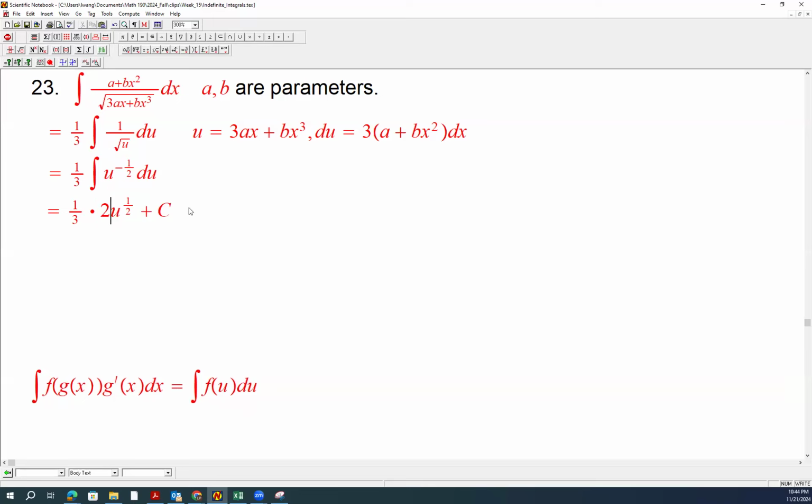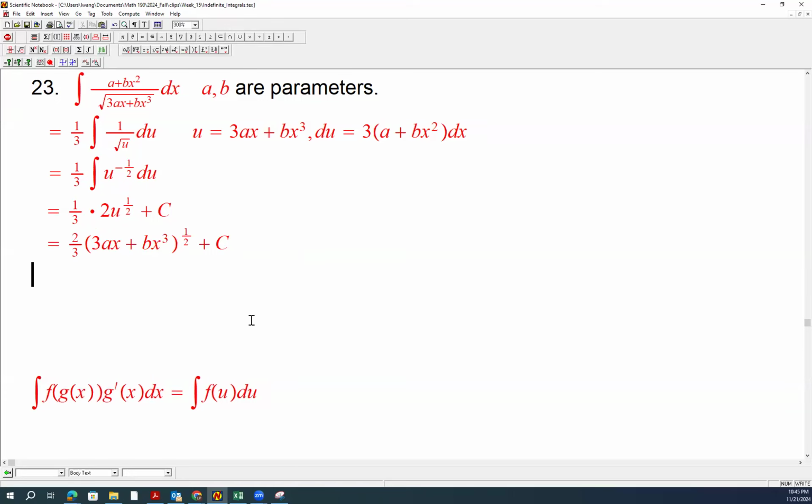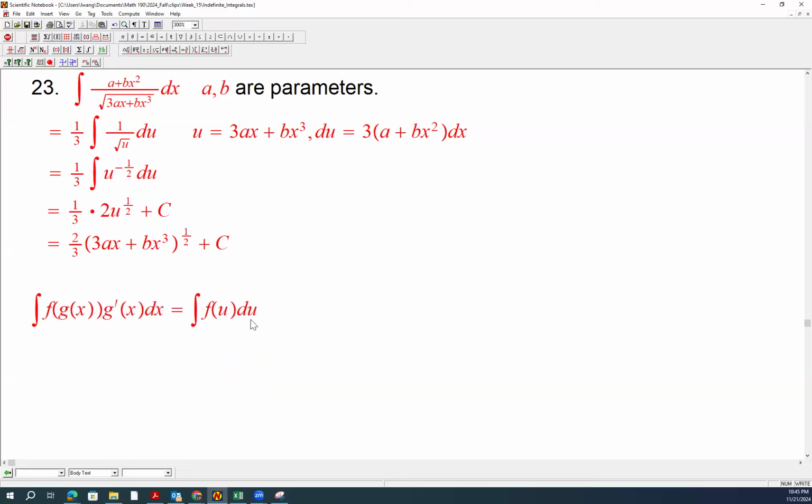So we got the answer to be 2/3 times u to the half, and u will be substituted. Finished. In this question, I can see the hardship would be what I'm going to do with a and b, well, just treat them as constants.